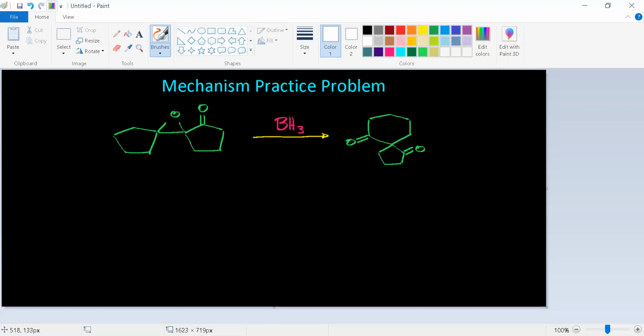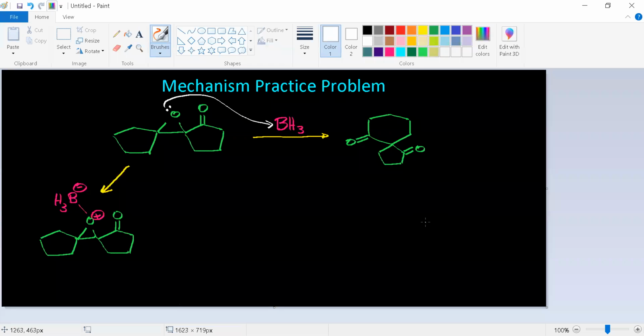So the first thing we should suggest is that this oxygen right here will act as the donating atom, where it donates these electrons to the empty p orbital of that boron atom, and we will get this down right here.